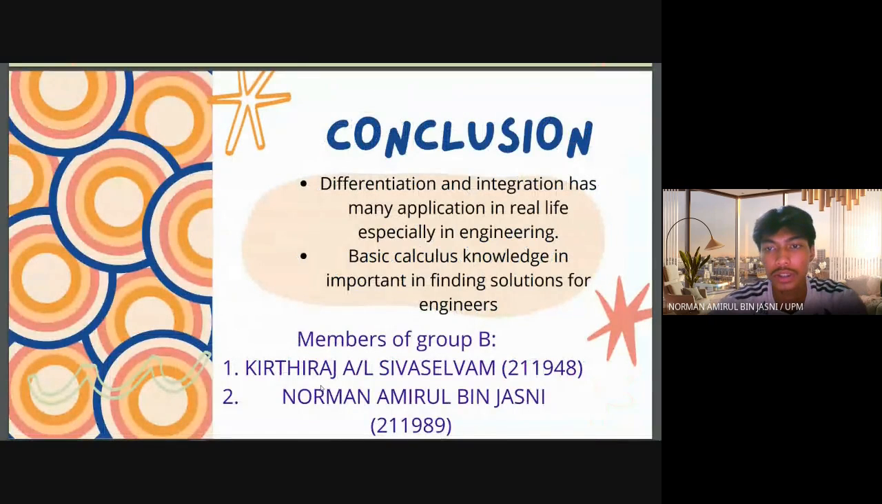So the conclusion of this topic is differentiation and integration has many applications in real life, especially in engineering, and basic calculus knowledge is important in finding solutions for engineers.